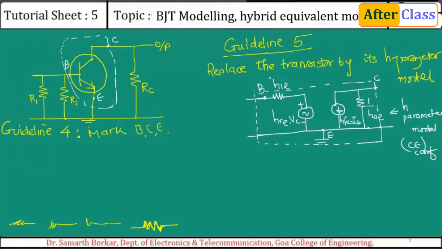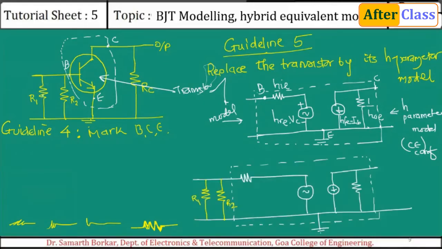Now what is the next step? Replace the transistor by its H parameter model. This is the model. Okay, here this is the transistor, and what I need to do is I have to replace. So when I replace, the circuit will look like this. R2 will be taken as it is. They are just carried forward. In place of transistor, we are using this model. Understood? Which is shown in a dashed line.